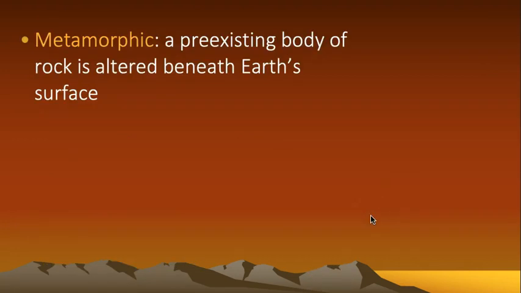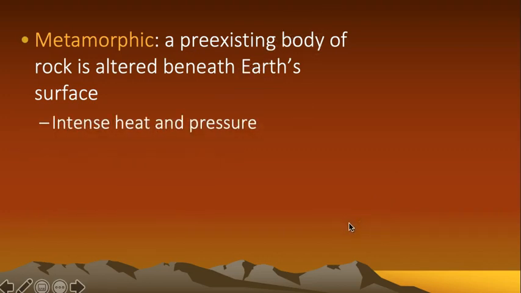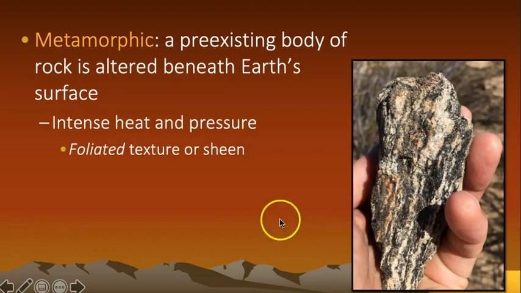Metamorphic rocks form when a pre-existing mass of rock is subjected to enough heat and pressure that the original texture and or mineral composition changes to adjust to the new conditions. This typically can only happen deep within Earth, so the origin of metamorphic rocks is always underground. Metamorphic rocks can be distinguished by their common foliated texture or sheen. Gneiss is a nice example of a metamorphic rock with foliated texture.